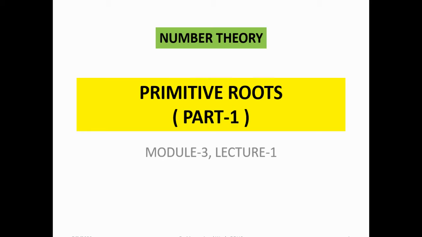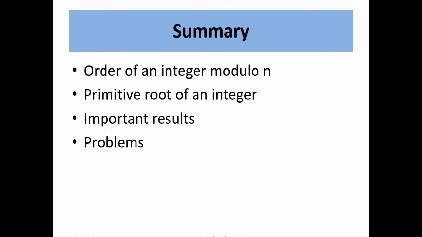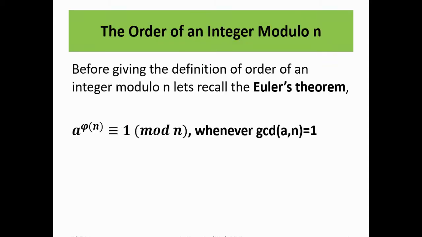So let's begin. These are the points which we are going to see in today's lecture. Order of an integer modulo n. We are going to see the definition of order of an integer modulo n, and then we will see some examples also. Then primitive root of an integer will be defined. We have some important results related to these two things, and then some problems will also be discussed related to these concepts. So first of all, what is the order of an integer modulo n?